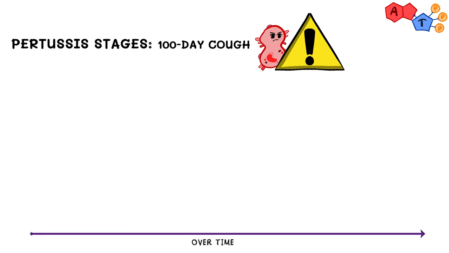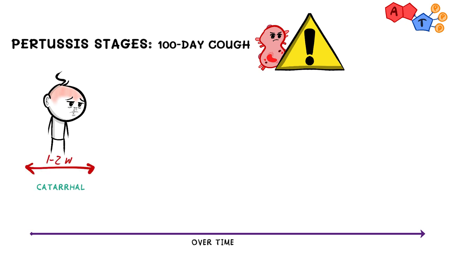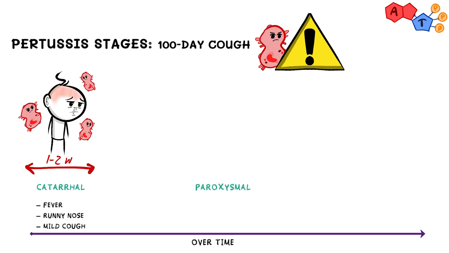The first phase is the catarrhal phase, which lasts for 1 to 2 weeks. Patients during this period can have fever, runny nose, and mild coughing. Patients are also highly contagious during this phase. The second phase is the longest and most serious, which is also known as the paroxysmal phase. From its name, it's sudden, uncontrollable episodes of severe coughing. In between the coughs, patients can have inspiratory whoop.